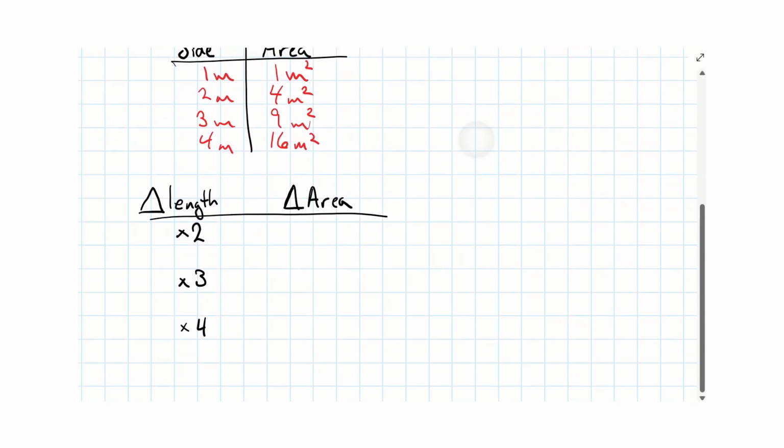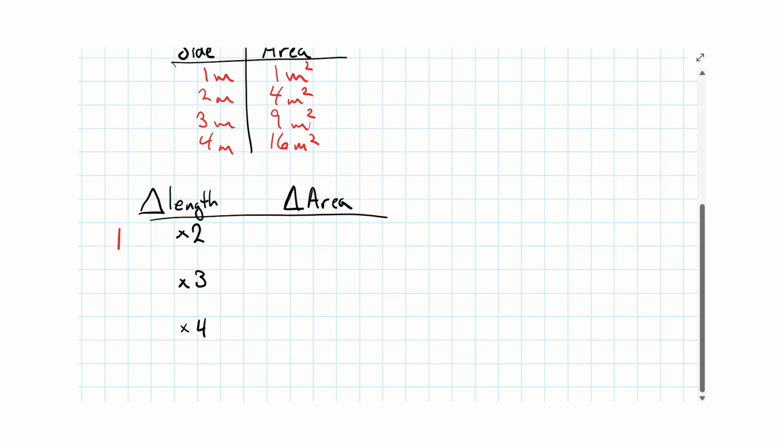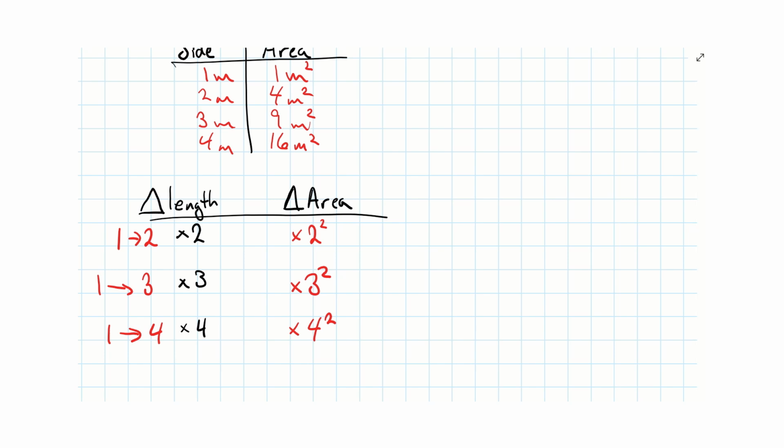So if I increase the length by 2, and in this case I'm going from 1 to 2 meter sides, the change is actually times 2 squared. So I'm not increasing to 2, I'm multiplying by 2 squared. And if I go from 1 to 3, I'm not actually increasing by 2, I'm increasing by 3 squared. And if I'm increasing from 1 to 4, I'm actually increasing by 4 squared for my area. So we've got this whole setup that's actually changing as we go.